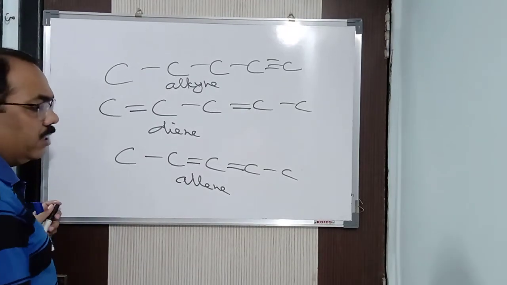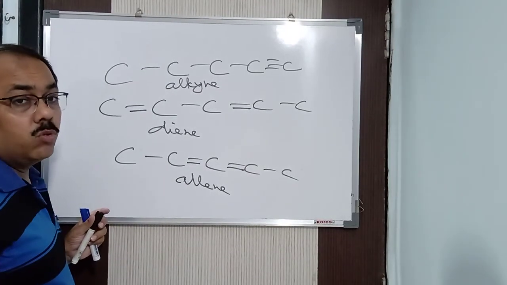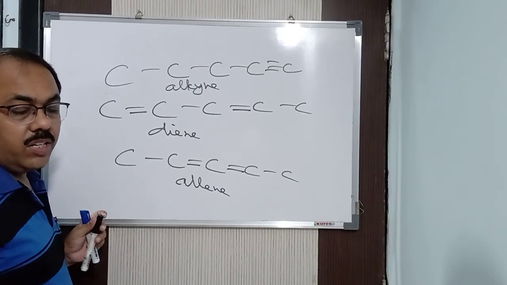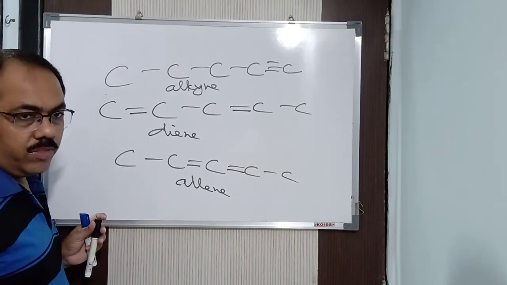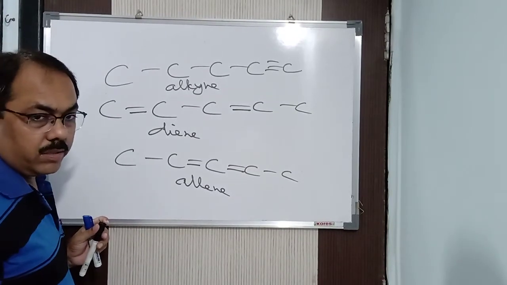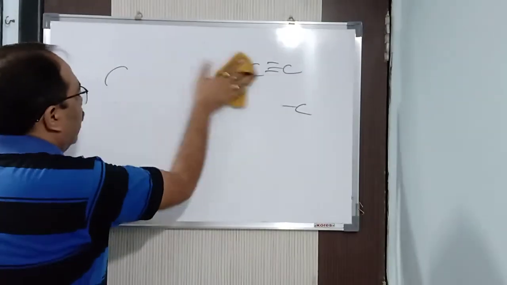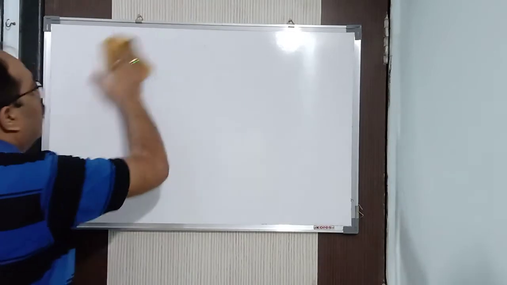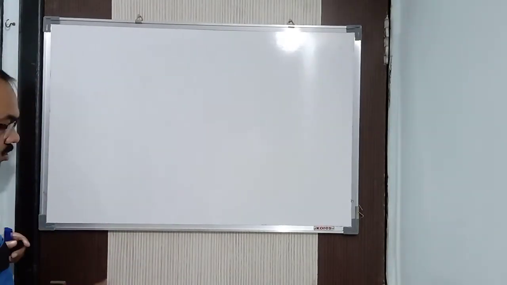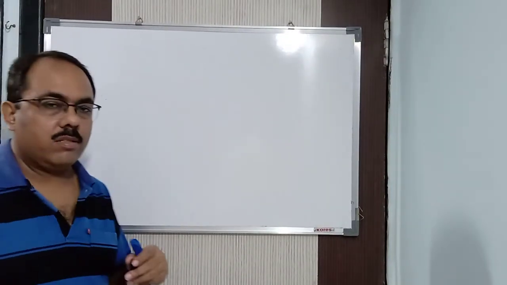Similarly, nitro and nitrite. Nitro means NO2, and nitrite means ONO. They will show functional isomerism. Clear? In this way, many are there. You can make a chart in this way by yourself and find out which ones show functional isomerism. I will talk to you about it in the regular classes.